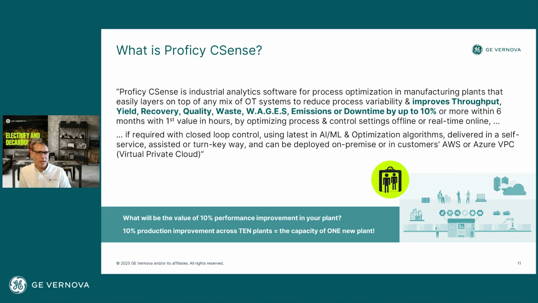CSense can do this either offline, just through analysis or through recommendations, or it can also do closed loop real-time, autonomous control. It typically uses AI and machine learning and optimization algorithms to do this, and can be provided in a turnkey, assisted, or self-service fashion. It's also flexible in terms of deployment and can run on-premise or in the cloud.